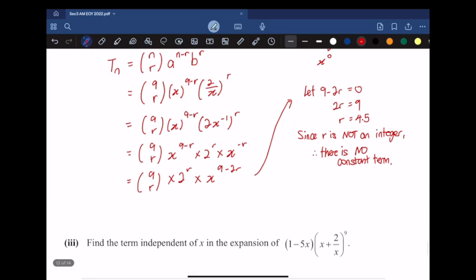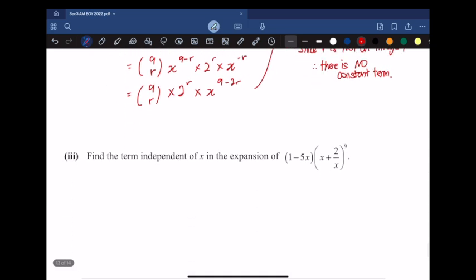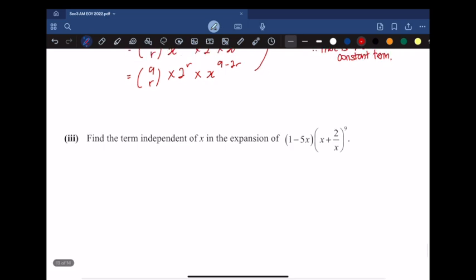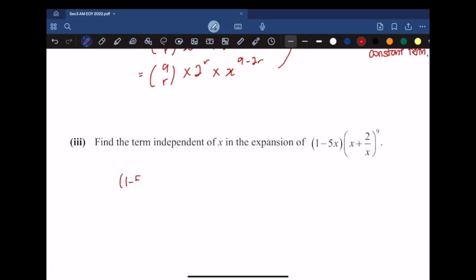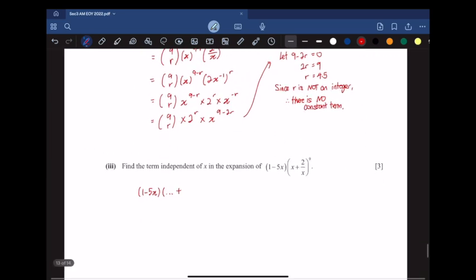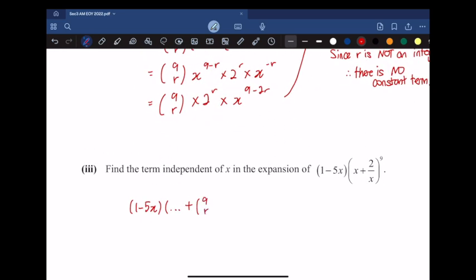Okay, next one. Find the term independent of x in the expansion of (1 minus 5x) times (x plus 2 over x), the whole thing to the power 9. So over here, in order to find the term independent of x, we know that (1 minus 5x) multiplied by this entire expansion is simply, using a general term, 9 choose r times 2^r times x^(9-2r) plus dot dot dot.